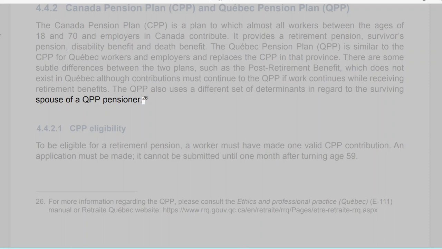4.4.2.1 CPP Eligibility. To be eligible for a retirement pension, a worker must have made one valid CPP contribution. An application must be made, it cannot be submitted until 1 month after turning age 59.